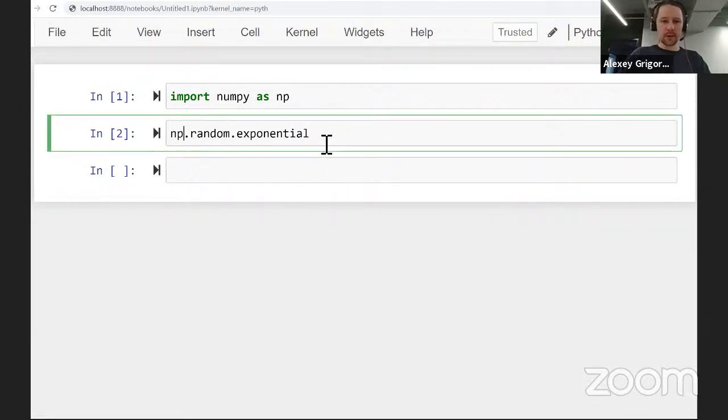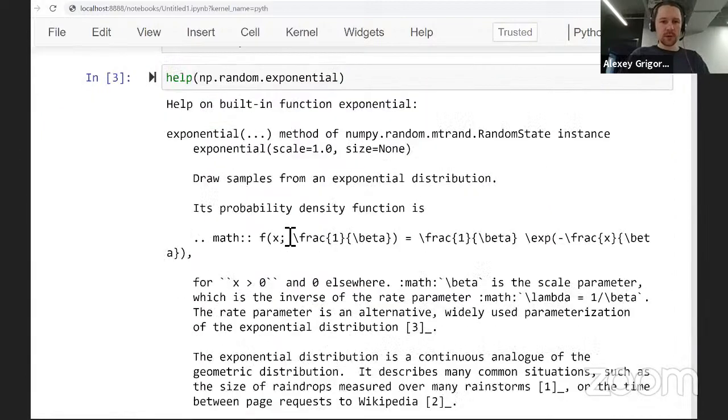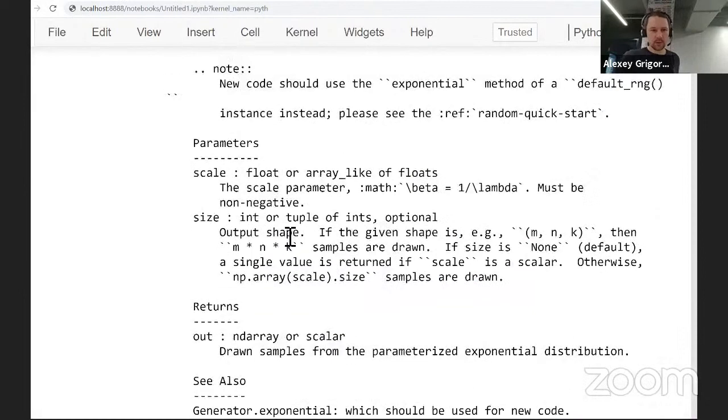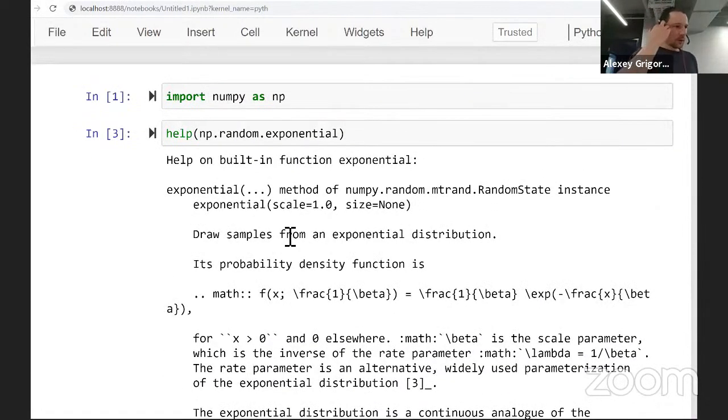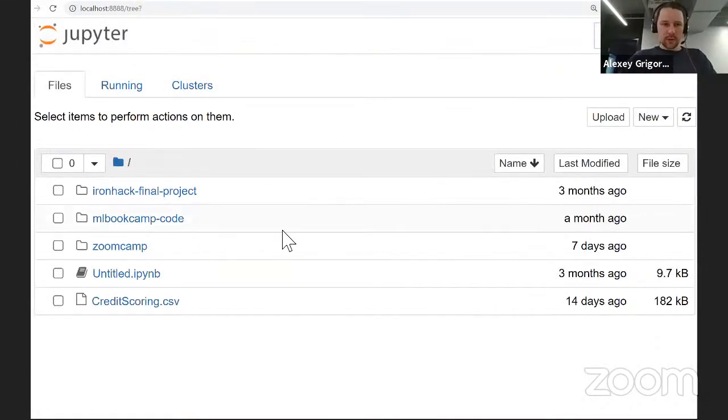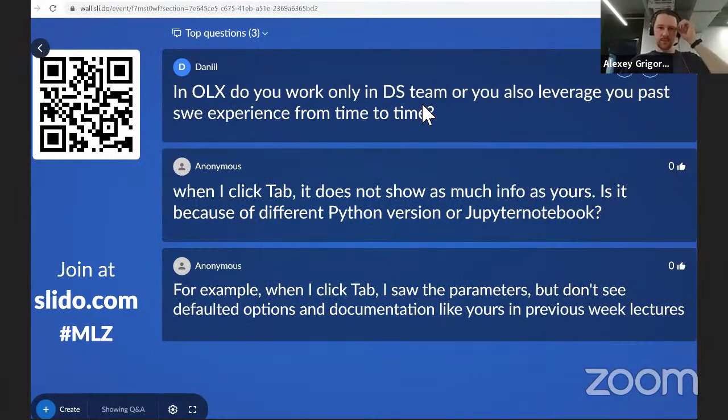Another thing, I think you can put help. Yeah, and now it will just print the docstring. Okay, let's see if there are any other questions.